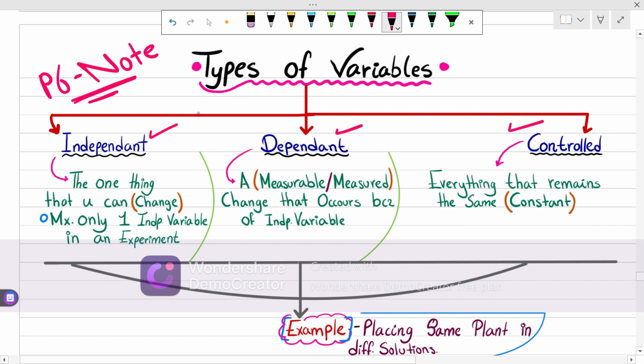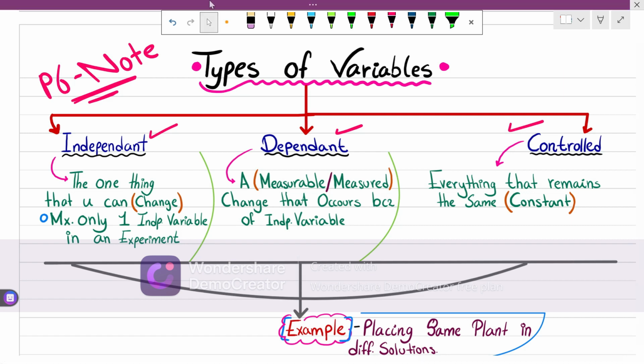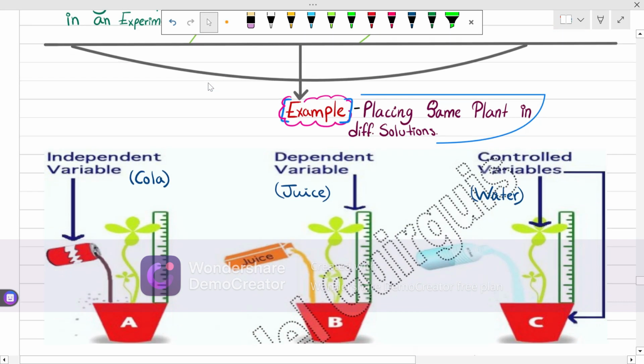Independent variable is the one thing that you can change in an experiment, maximum only one independent variable in an experiment. Dependent variable is a measurable or measured change that occurs because of the independent variable. Controlled variable is everything that remains constant or the same during the experiment.